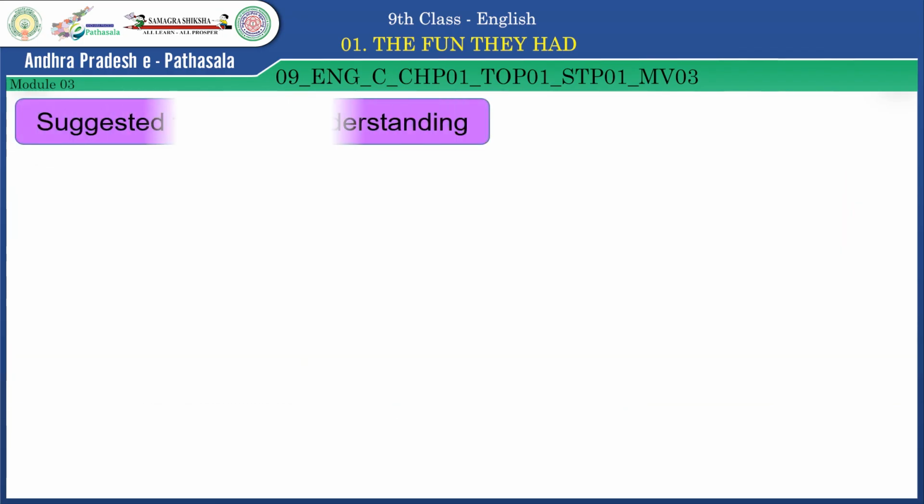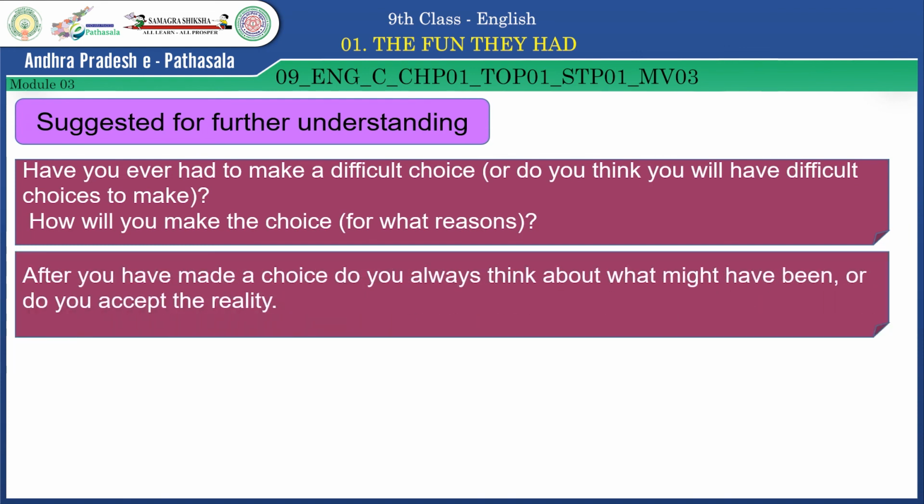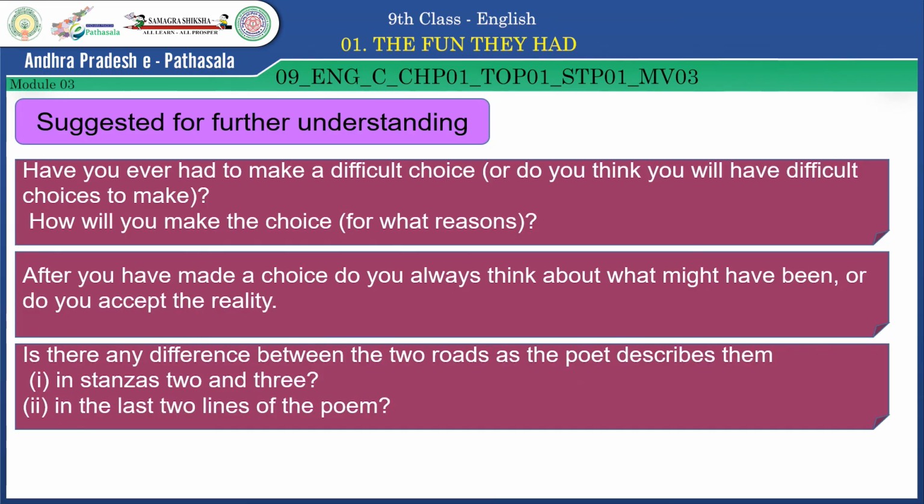So children, for further understanding in more detail with the help of your teacher, try to answer the following questions. Have you ever had to make a difficult choice? How will you make the choice and for what reasons? After you have made a choice, do you always think about what might have been or do you accept the reality? Is there any difference between the two roads as the poem describes in stanzas 2 and 3 and in the last 2 lines of the poem?